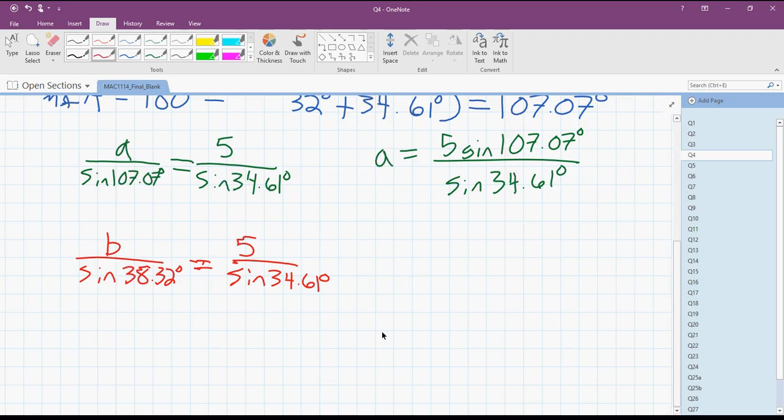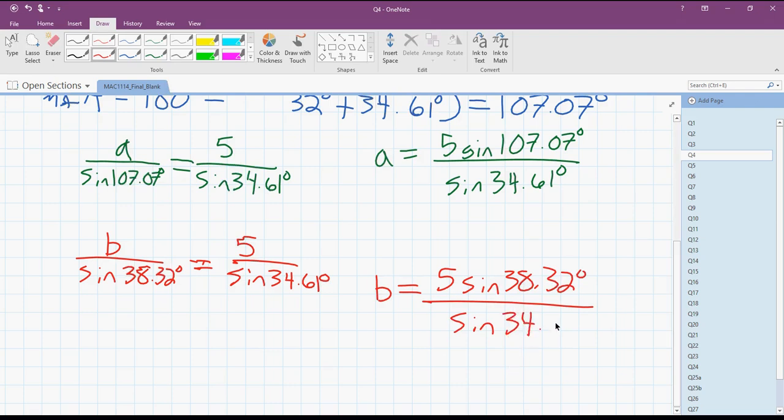And then down here, your b will be equal to 5 sine of 38.32 degrees divided by sine of 34.61 degrees. So now all you have to do, hold on one second, all you have to do is make sure that you round, and it looks like they want you to round to the nearest whole number.